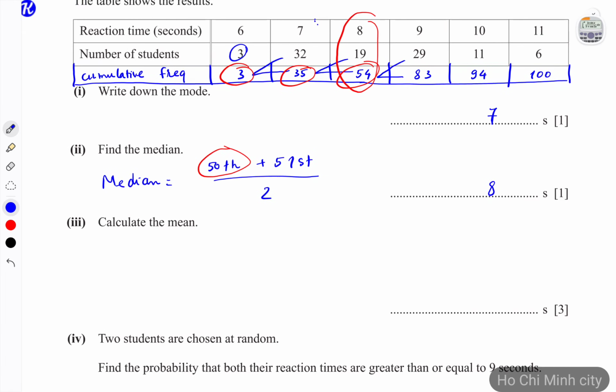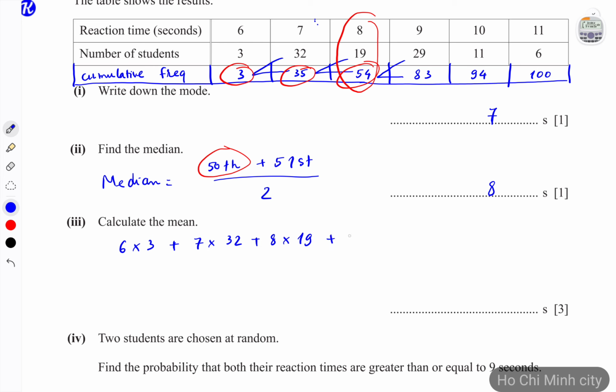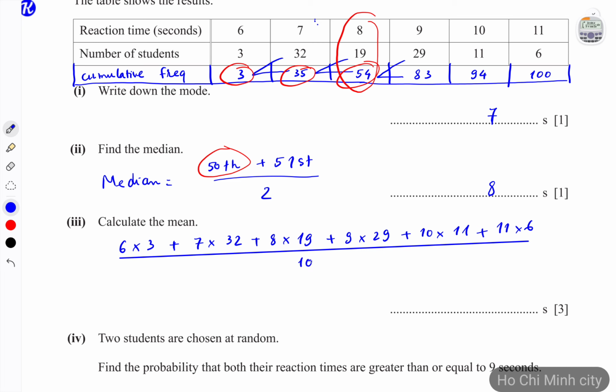All right, the next one is calculating the mean. We simply take the reaction time, 6, multiplied by the number of students, which is 3, plus 7 times 32, plus 8 times 19, plus 9 times 29, plus 10 times 11, plus 11 times 6, and then divide by the total number of students, which is 100. So now we have the answer: 8.31 seconds.